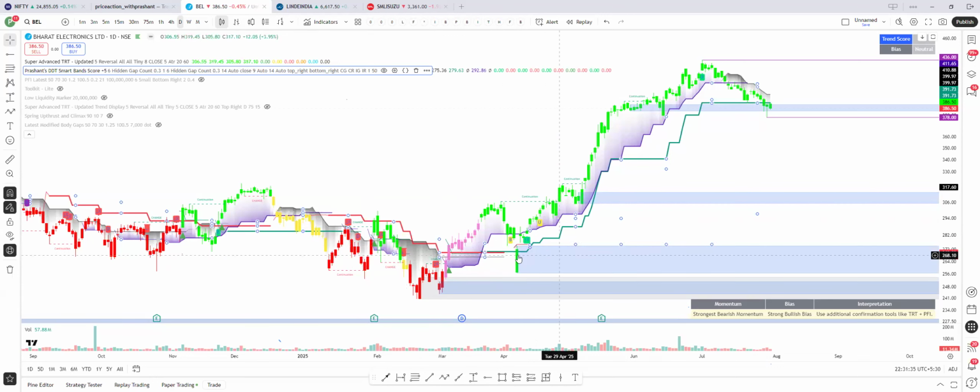When the red band is absent and only the green band is present and price is above the green band, then momentum is strongly bullish. So bias is strongly bullish. And in that case, I bought in this green candle.